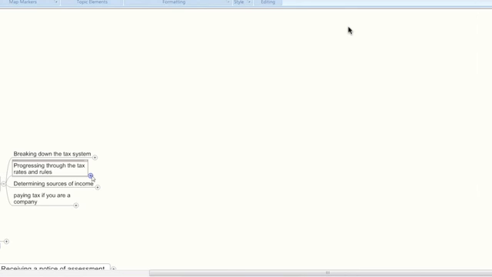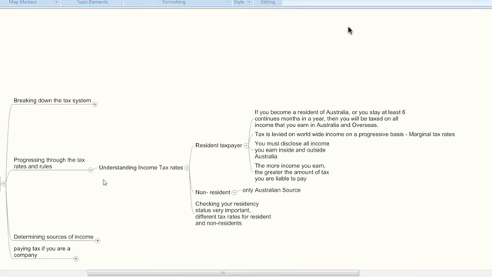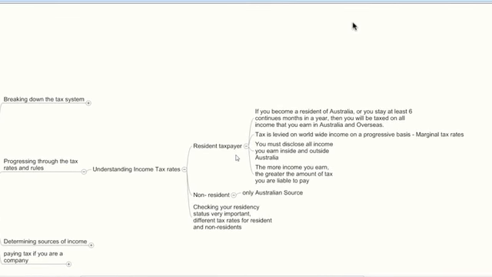How much tax you pay will depend on whether you are a resident taxpayer or non-resident. Residency for tax purposes is different from immigration. Sometimes people say, I'm not a resident yet, I haven't got my Australian citizenship yet. It's different from immigration.